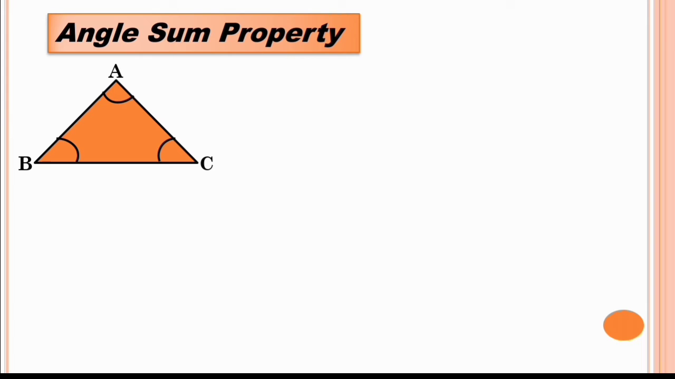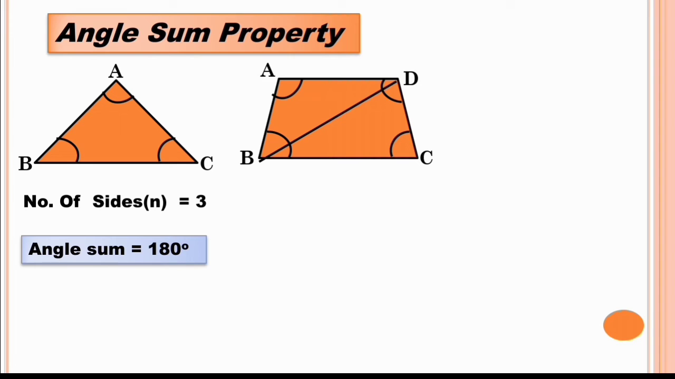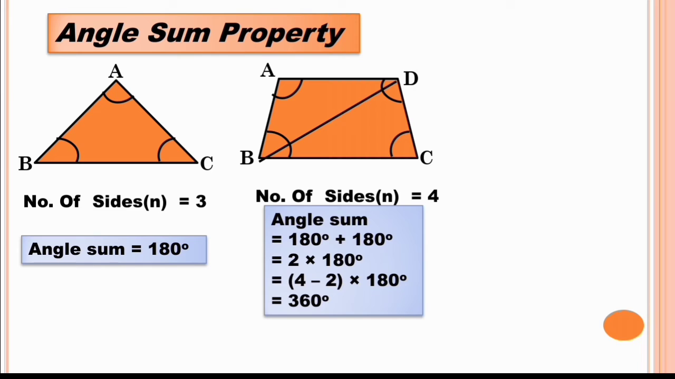Look at this figure again also, students. This one is your triangle, and as we know, in a triangle there are three sides and the sum of all angles in a triangle is 180 degrees. This one is your quadrilateral, and in a quadrilateral there are four sides and an angle sum. Since this diagonal BD is dividing this quadrilateral into two triangles, so 180 degrees plus 180 degrees, we can write it as 2 into 180 degrees, and 2 can be written as 4 minus 2 into 180 degrees, and we will get 360 degrees. It means in a quadrilateral the sum of all angles is 360 degrees.